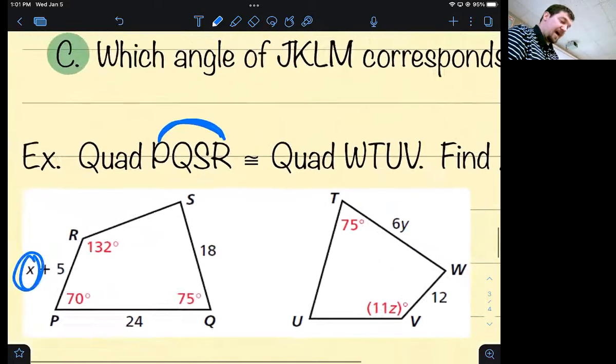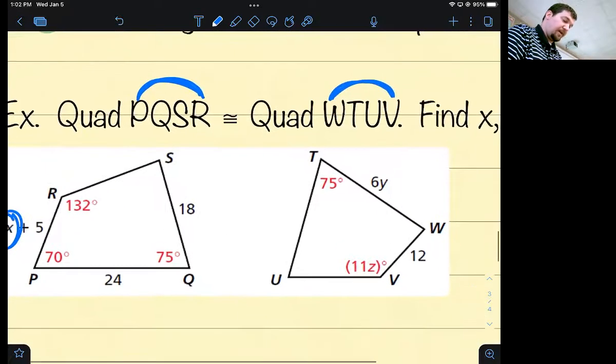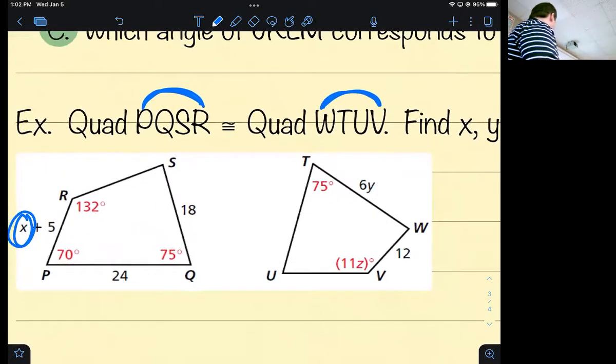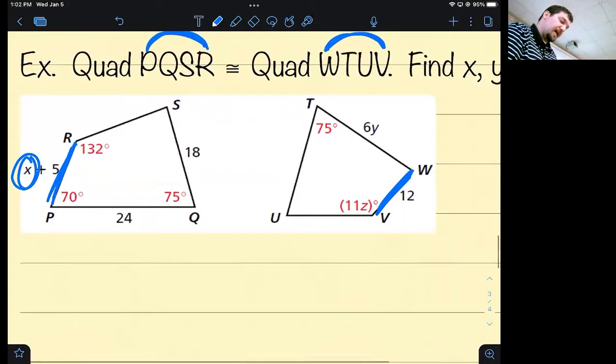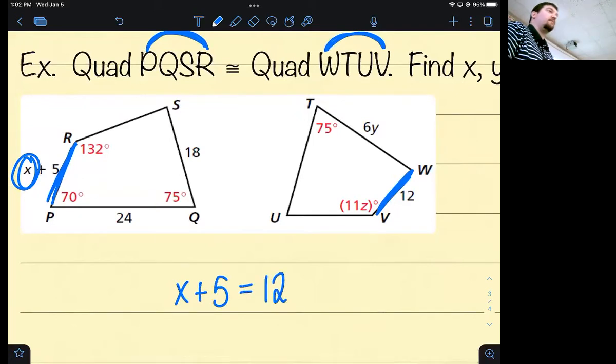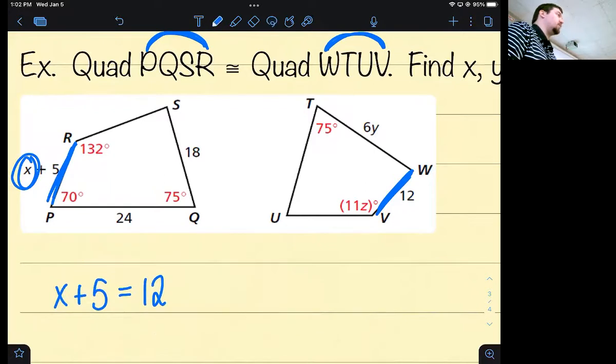I know RP has to correspond with WV. WV is right over here. So if you were thinking it was the shortest side on that side, it should be the shortest one on this side, you are correct. So RP is going to correspond with WV, which means X plus 5 has to be equal to 12, because on congruent shapes, the corresponding side lengths are equal. So if X plus 5 equals 12, what does that make X equal to, Carson? 7.